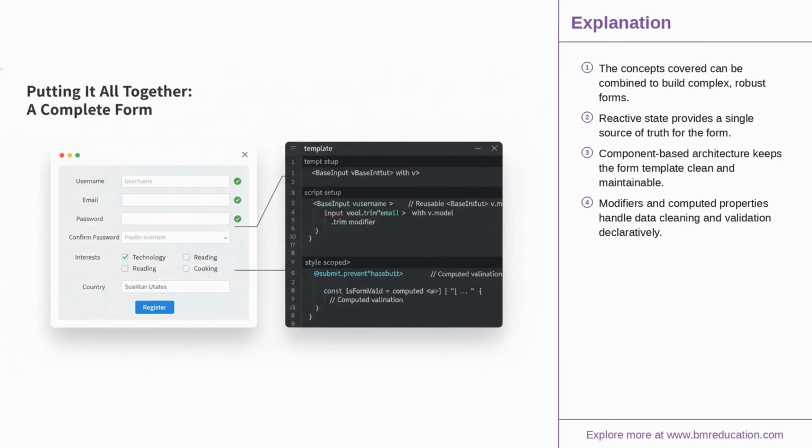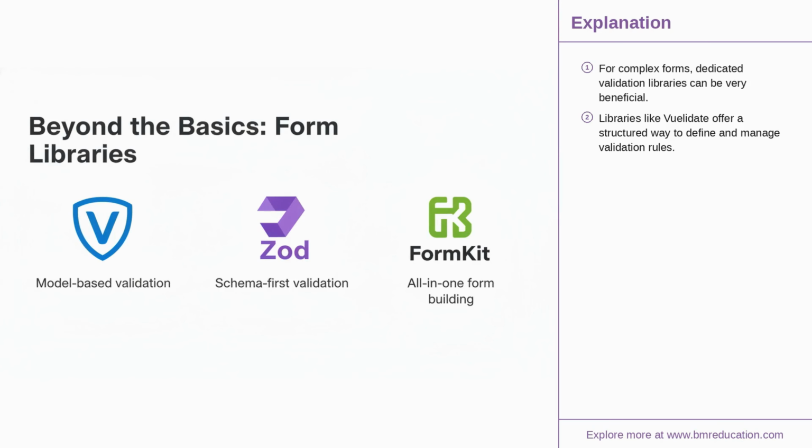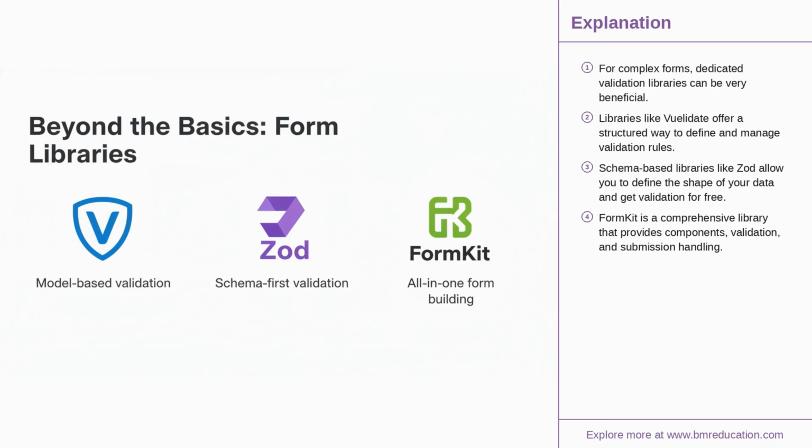Here is a complete registration form built with everything we've learned: a reactive form data object, v-model on various custom and native inputs, modifiers for data cleaning, event handling with .prevent for submission, and computed properties for real-time validation. Notice how readable and declarative the final code is. While implementing your own validation is a great way to learn, for production applications, you'll often want to use a dedicated library.